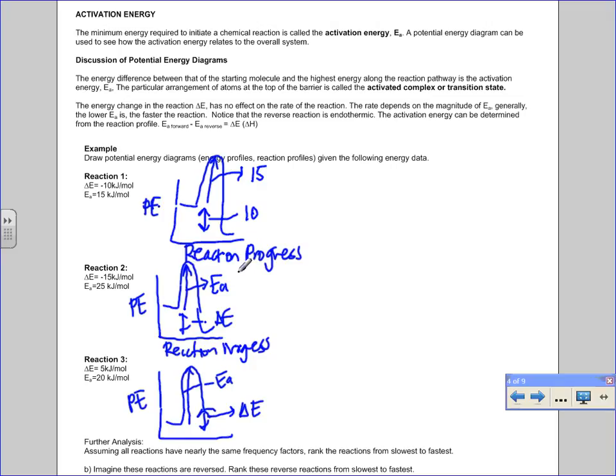We can also look at the reverse of these reactions. The reverse of this particular reaction has an activation energy of 35 because it's going from here all the way to the top. This one, the activation energy of the reverse reaction is 40 because it goes from here all the way to the top. And here it's only 15. So the third one is pretty quick on the reverse, and the second one is also still slow.